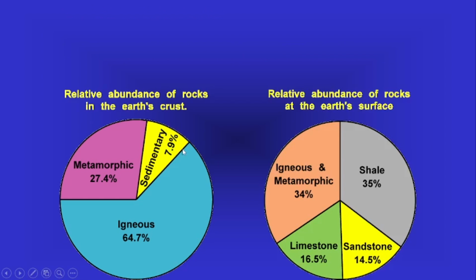Okay, the relative abundance of rock at the Earth's surface. Now, igneous and metamorphic rock is 34%. This is the relative abundance of the rock at the Earth's surface, as opposed to the Earth's crust. Shale is 35%, limestone is 16.5%, and sandstone is 14.5%. You can see here a bunch of those rocks.